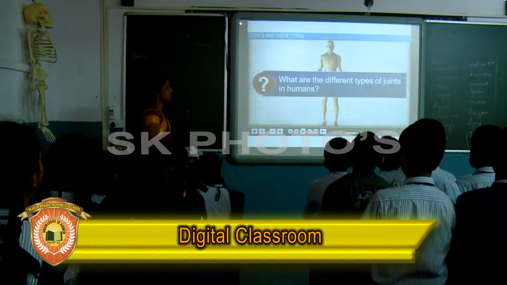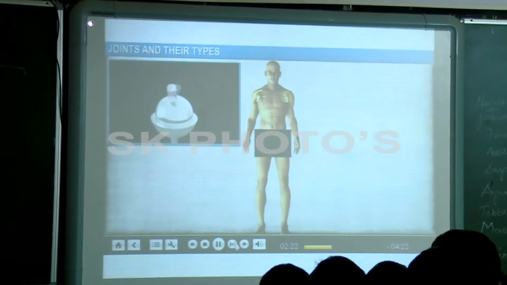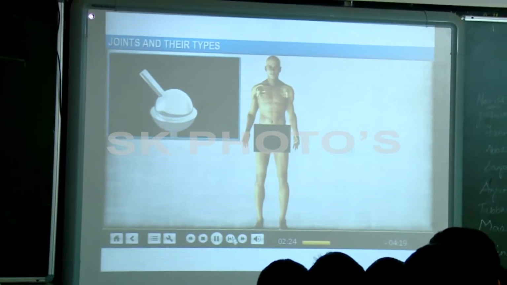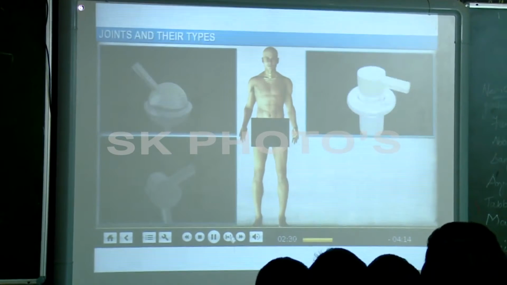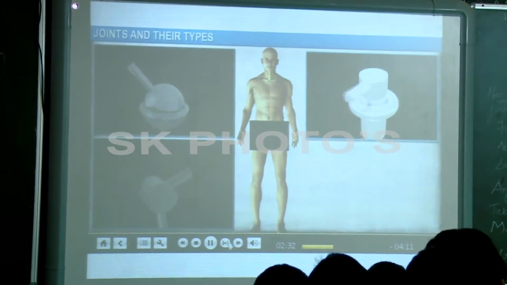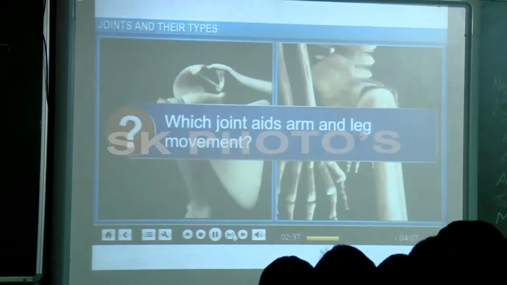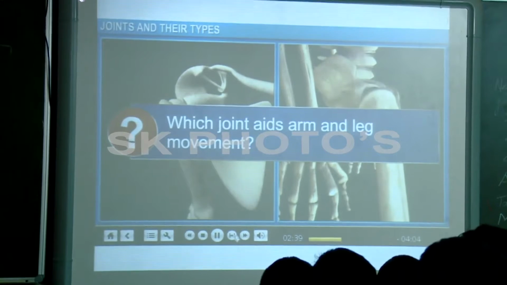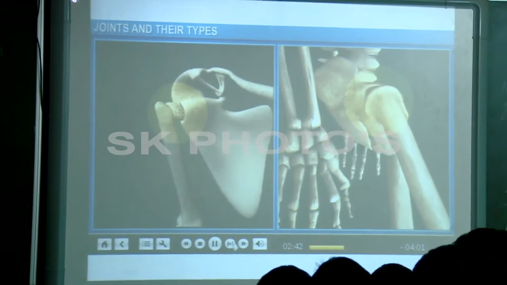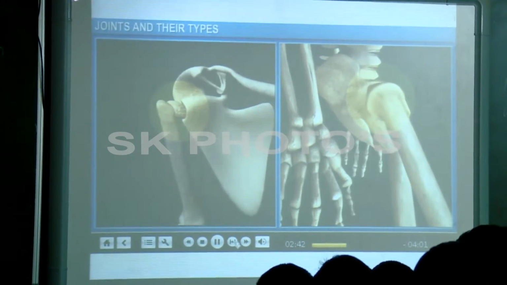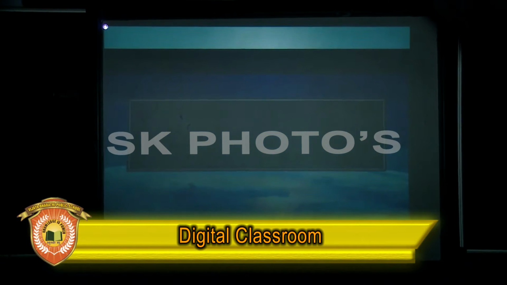What are the different types of joints in humans? The ball and socket joint, the hinge joint, the pivotal joint, and the fixed joint. Which joint aids in arm and leg movement? The bone. Also the bone, and the different layers and components that form the Earth's atmosphere.